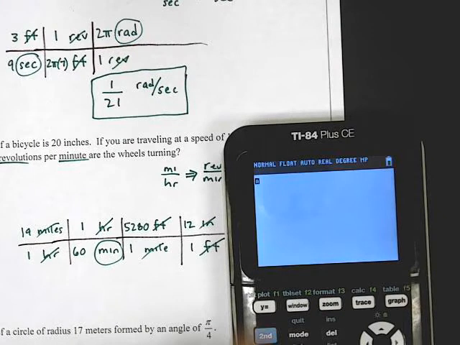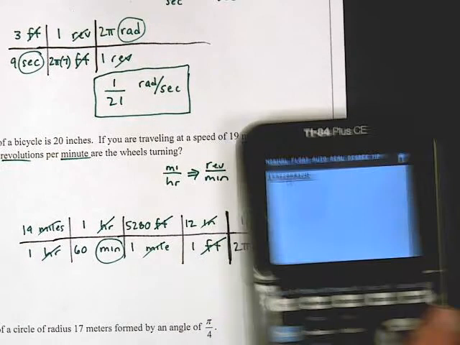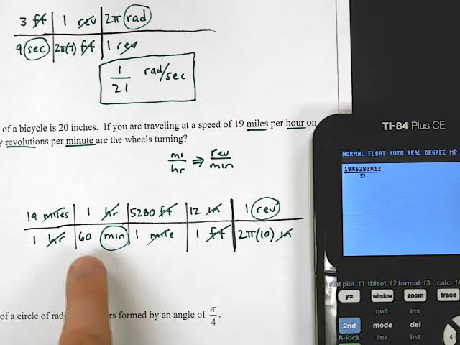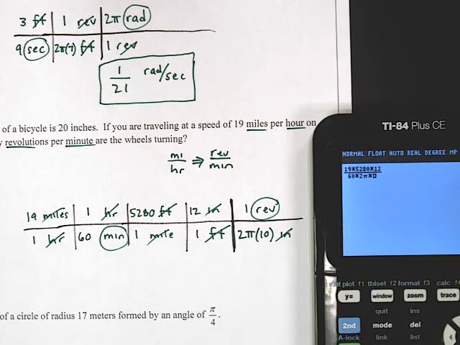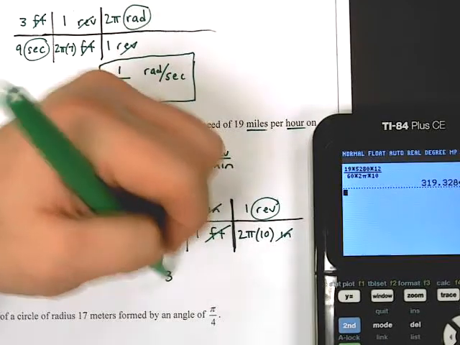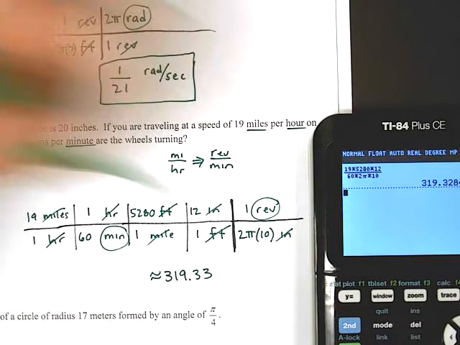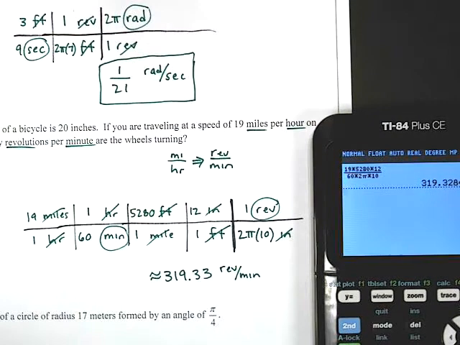So we go to the calculator. We go 19 times 5,280 times 12, and that looks good for the numerator. And then in the denominator we need a 60 and a 2 pi and a 10, and we get 319.33. I'm going to round to 2 decimal places. 319.33 revolutions per minute.